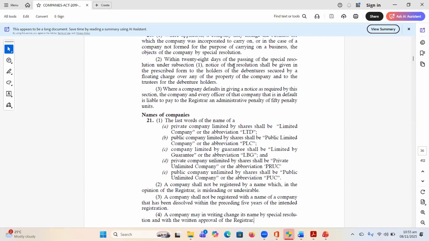Now, just before I read that, you notice that names can actually create a misleading impression for users of a service or for consumers.